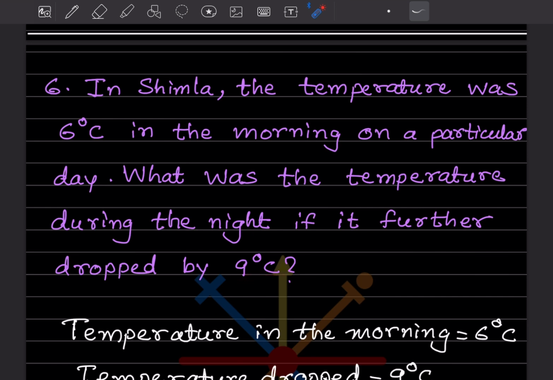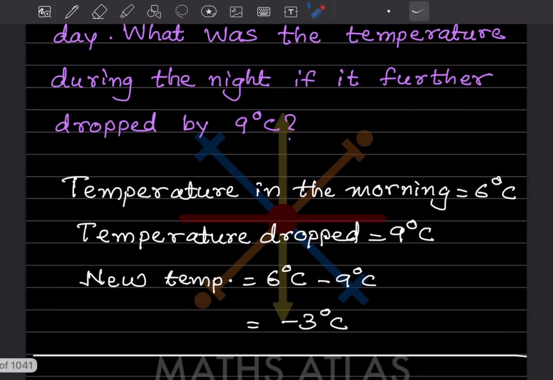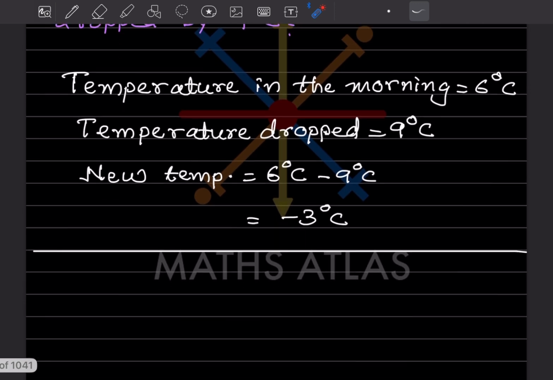So the temperature in the morning is given as 6 degrees, and the temperature drop is 9 degrees. So the new temperature will be 6 degrees minus 9 degrees centigrade. So that is going to be minus 3 degrees centigrade. So this is the answer.